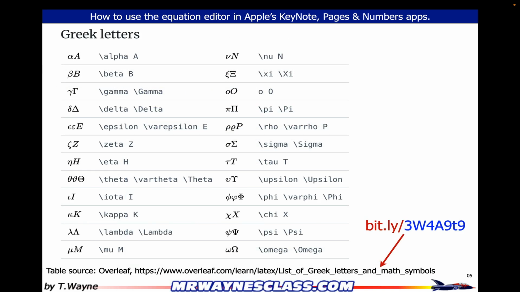Now on this page, this shows all the Greek letters. And this is actually a piece from overleaf.com. And there's so much on this page. There are math symbols, arrows. There's just so much on these pages in terms of the symbols. And they all follow the same basic idea of backslash name space.